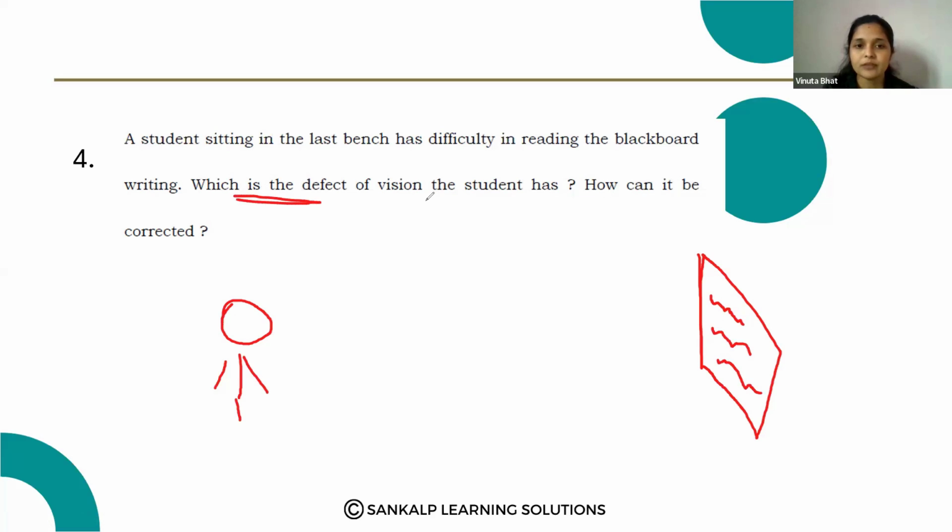Okay, what type of vision defect does the student have, and how can it be corrected? So he's not able to see the far object, but he is able to see the nearby object. He is able to read the near. That is the assumption I'm making here. Then what type of defect is it? Anybody? That is myopia or nearsightedness. So myopia.